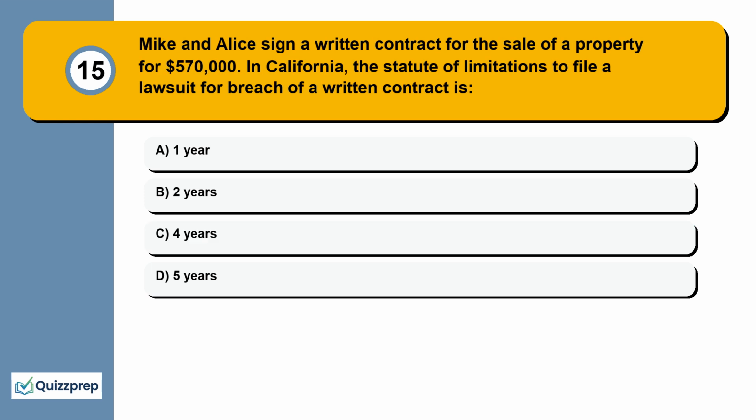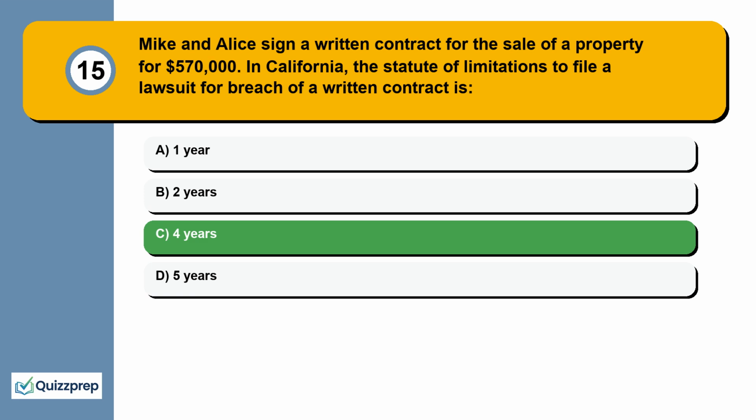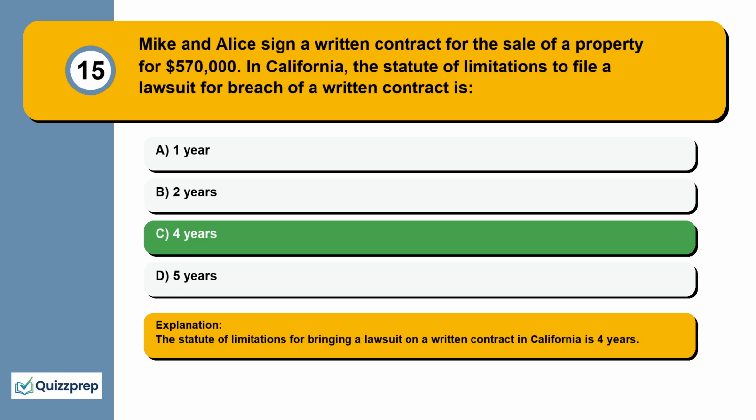Question 15. Mike and Alice sign a written contract for the sale of a property for $570,000. In California, the statute of limitations to file a lawsuit for breach of a written contract is 1 year, 2 years, 4 years, 5 years. The statute of limitations for bringing a lawsuit on a written contract in California is 4 years.